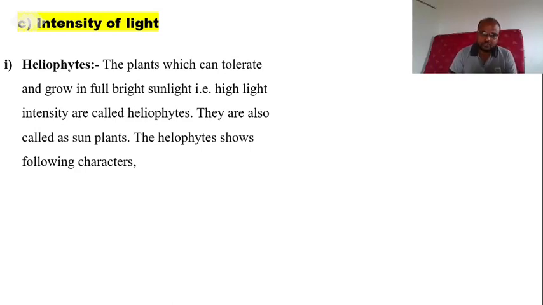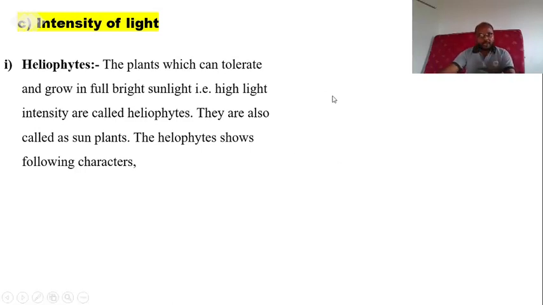Then the next one is the intensity of light. Most plants require a definite light intensity for their growth and development. Some plants grow very well in direct and bright sunlight with full intensity. Some plants grow in moderate light intensity, and some plants require shade with diffused, low light intensity. As per the requirement of the intensity of light, plants are classified as heliophytes and sciophytes.